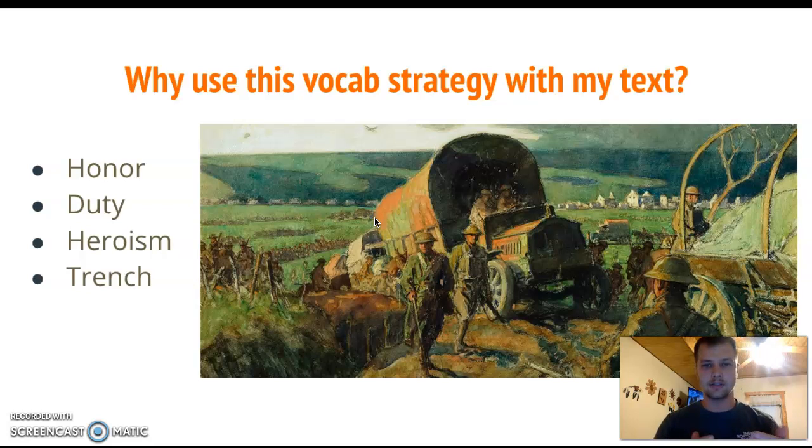Like I've already explained previously, honor, duty, heroes, and trench. They're all in this picture somewhere. If you just look, you can infer those words. And you could also find a million different words that go along with this picture. That's why I think this type of vocab strategy still works with an image, even though it is a little bit far-fetched. But if you can make it work as a teacher.